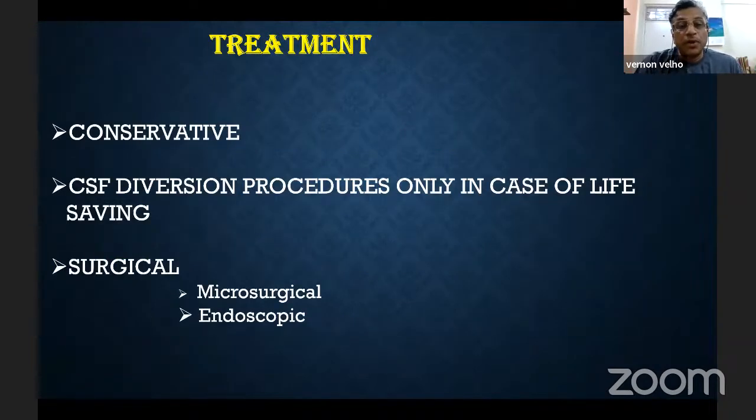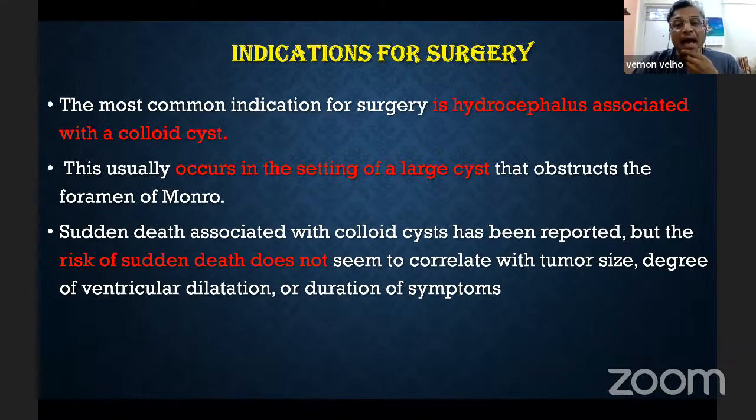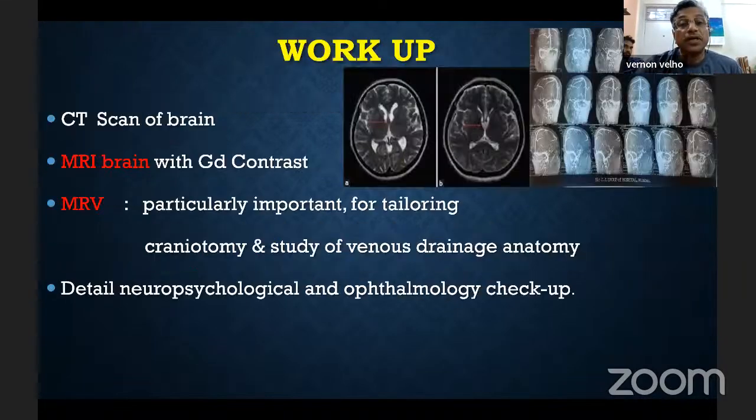The treatment, as we know, is conservative if they're very small. Sometimes, to save the life, you have to do a CSF diversion procedure. The surgical treatment is microsurgical and endoscopic, as already discussed. We see different types of cysts: large cysts, small cysts, and many times small cysts with bigger symptoms and large cysts with no symptoms at all. That is the irony of this type of colloid cyst.